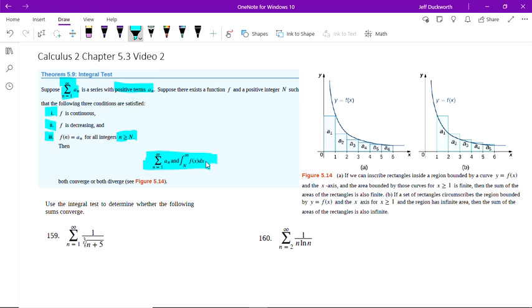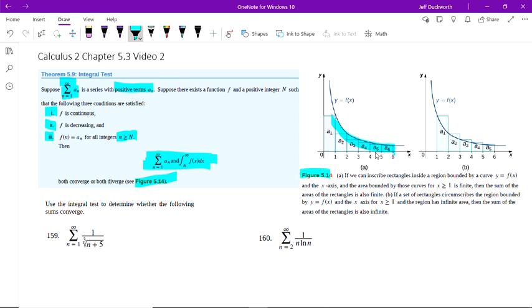And they give you a couple examples over here via the figure 5.14. So in our first image here, part A, all of the rectangles are below the function, right? So if we can inscribe rectangles inside the regions bounded by the curve y equals f of x and the x-axis, and the area bounded by these curves for x greater than or equal to 1 is finite, then the sum of the area of the rectangles is also finite.